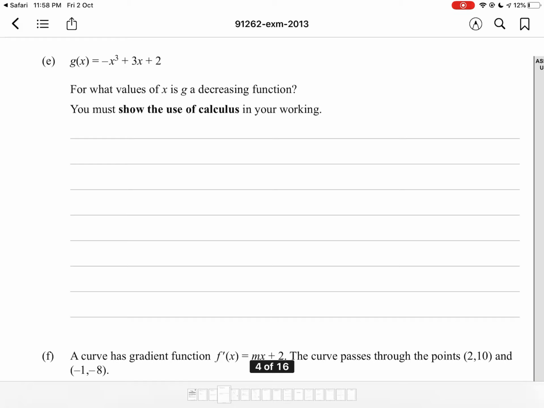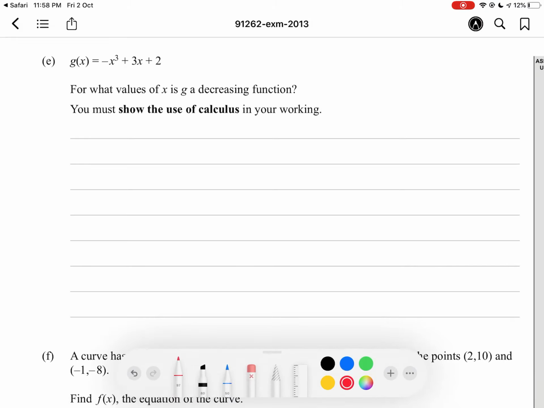Question E, g of x equals negative x cubed plus 3x plus 2. For what values of x is g a decreasing function? So a decreasing function means that the rate of change is less than 0. So that's basically saying that g dash of x is less than 0 because the gradient, the slope, is less than 0. So that's g dash of x.